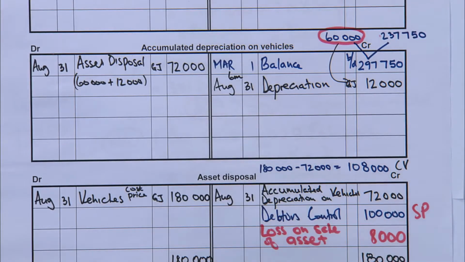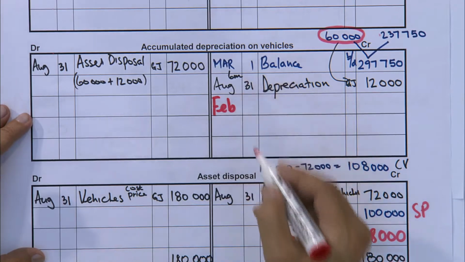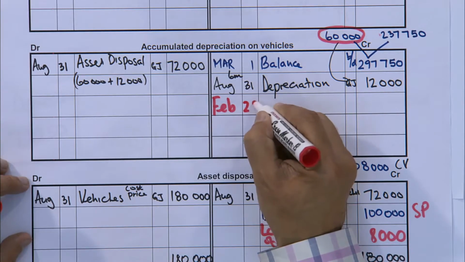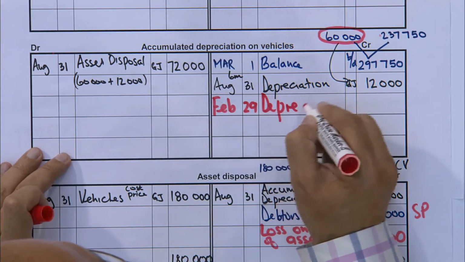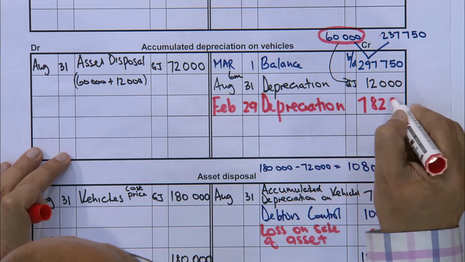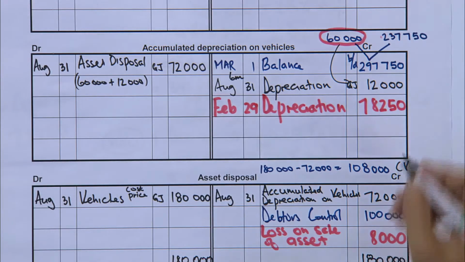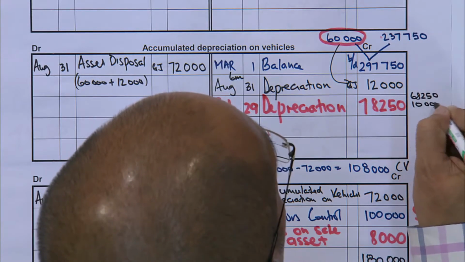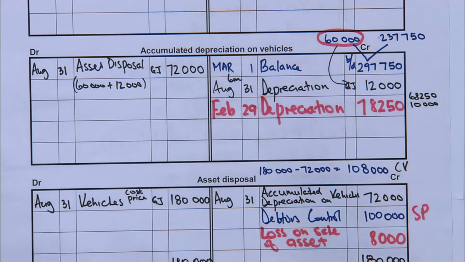Let me just get a different color to emphasize this quickly. This will be the depreciation that we have to write off at the end of the year. That is why it will be February the 28th or the 29th, depending if it's a leap year. In this case it is, so it will be February the 29th, and it will be depreciation, 78,250, which consists of the 68,250 and the 10,000. So you'll have the old vehicles depreciation and the new vehicles depreciation.